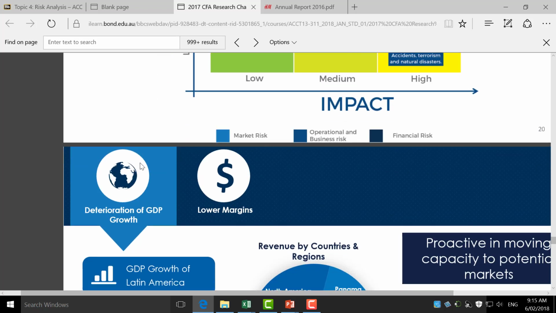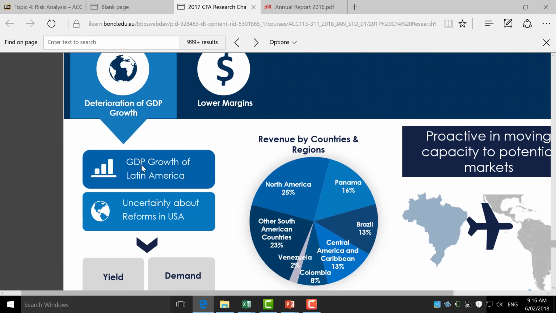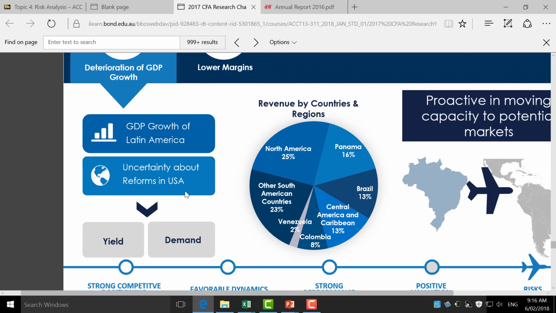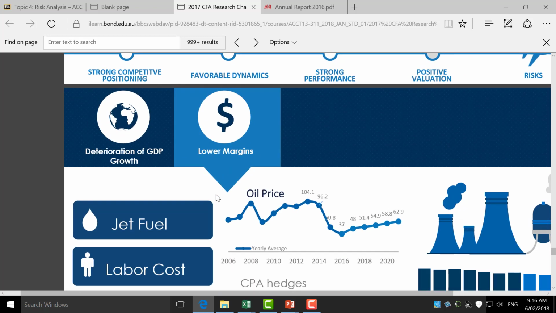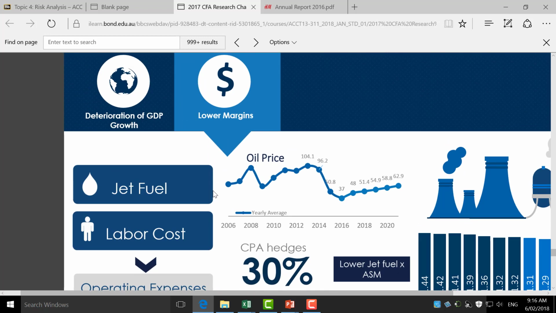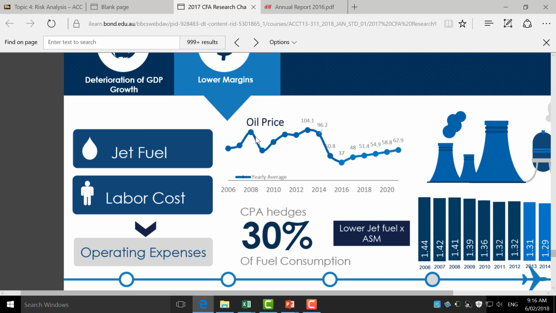And if you were to go down the next few slides, they go through a few of these risks. So for example, deterioration of GDP growth, so the fact that GDP growth is going down in Latin America, what will this impact and so forth. And there's more information. On the next one, it's about jet fuel prices and labor costs. So the fact that they might have lower margins because the operating expenses will be hit if the jet fuel goes up, if the labor costs go up.